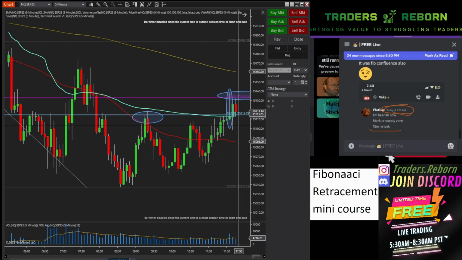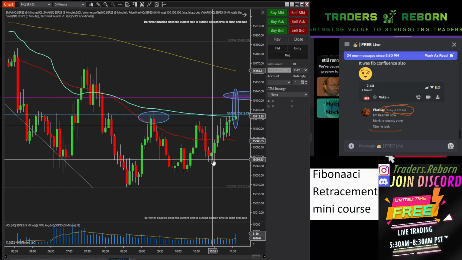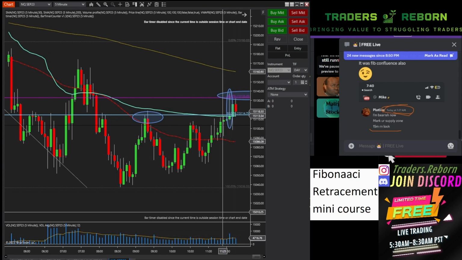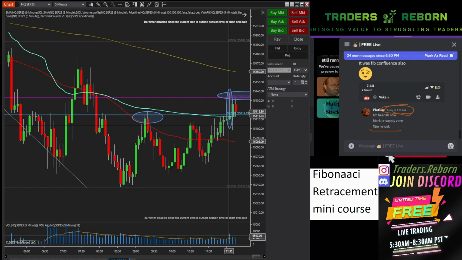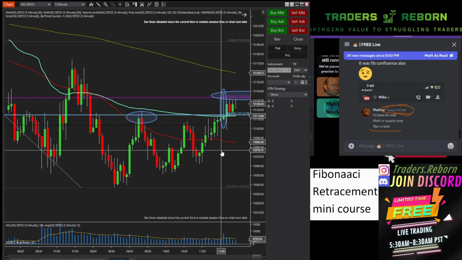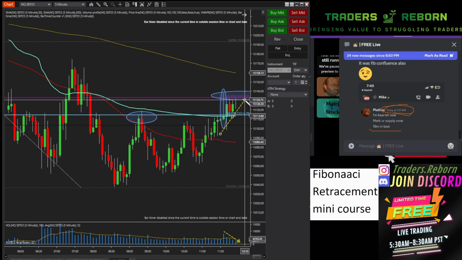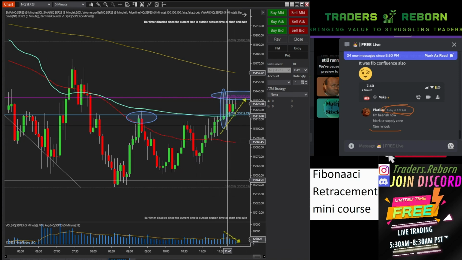And then as it's coming up, I'm just going to see what it does. What I like to do is look for the second test of that level. And look, it came back up. Tried to test it again, right? But look at the volume. It's lower than the previous one. There's no action on this volume candle. And as it goes up, look at the volume, guys. It's dropping down as it's moving up. Volume divergence, right?